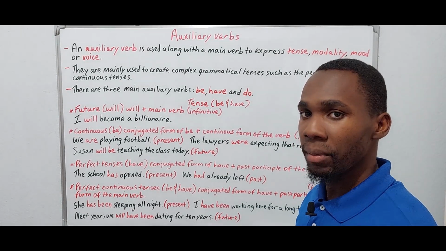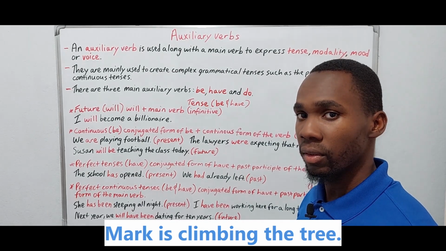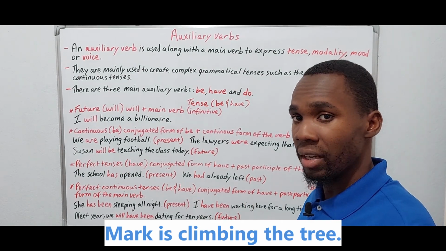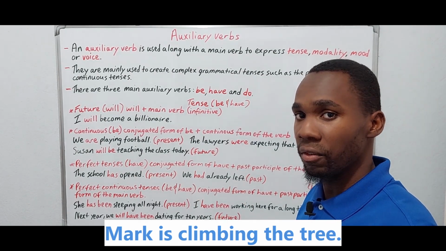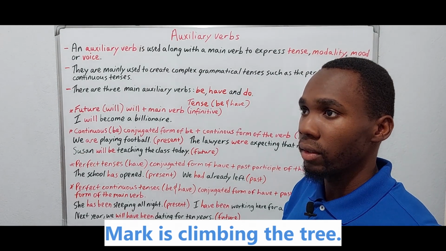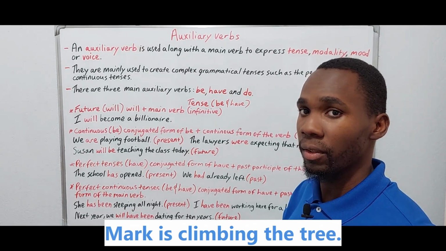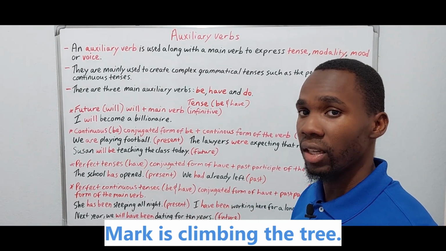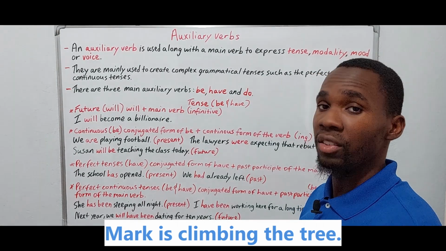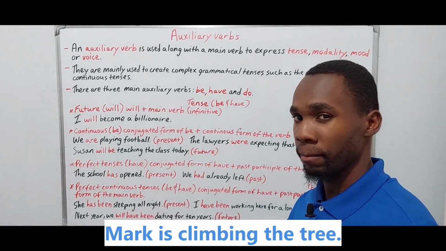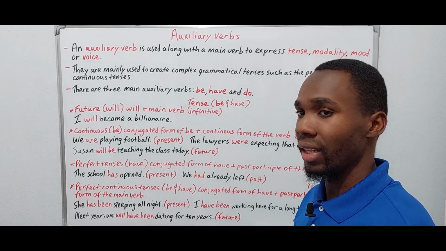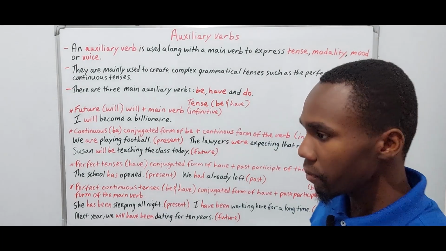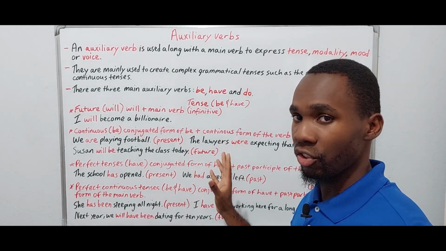But if I say Mark is climbing the tree, now we have two verbs. We have is and then we have climbing. So climbing is going to be the main verb because climbing is the verb that states the action of the subject. But is going to be the auxiliary verb because is provides more information about climbing, and is shows that this is happening in the present tense, right? So that's just an example, okay? And we're going to see that shortly.